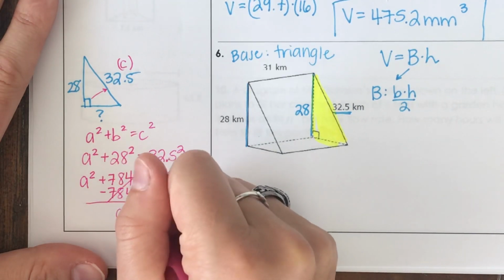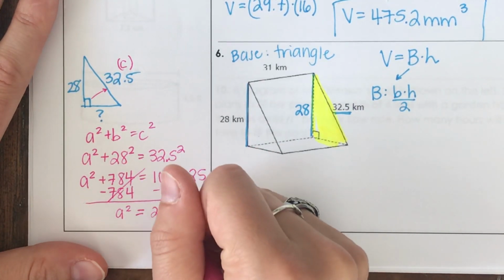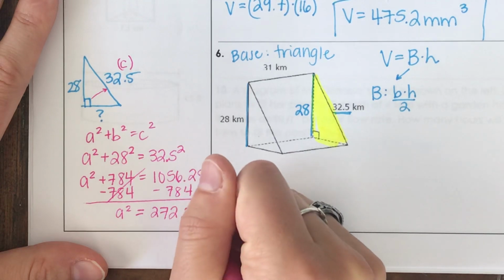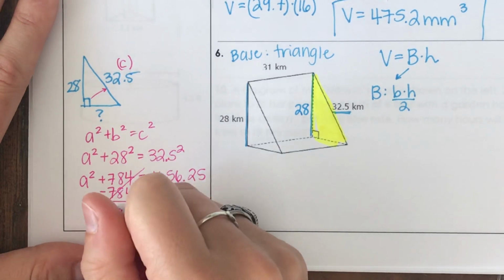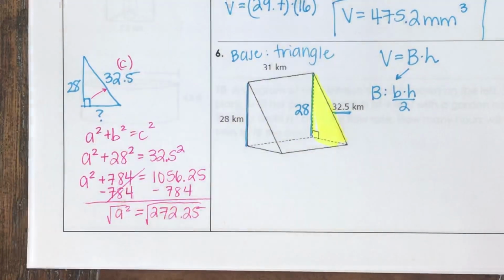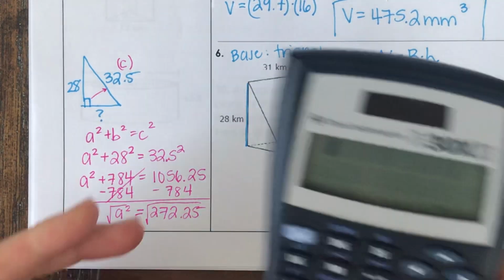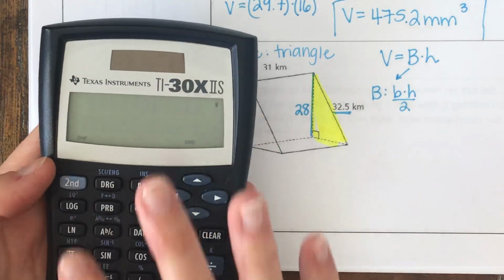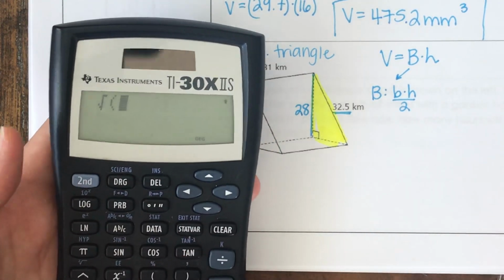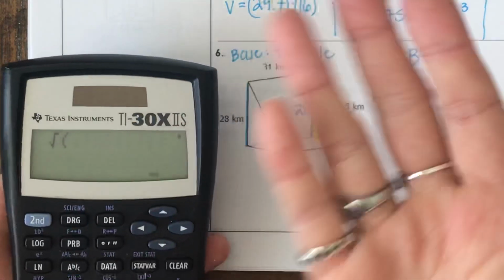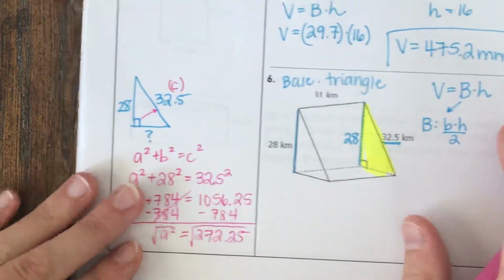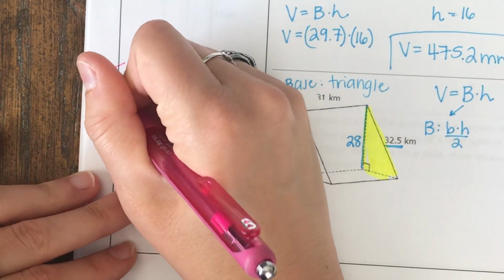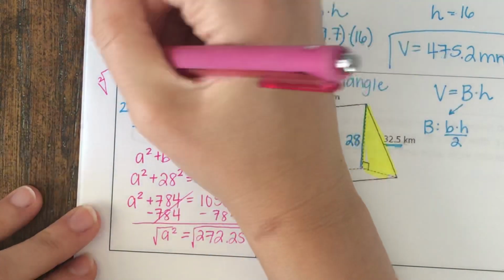I get A squared equals 272.25. Now I want to get A by itself, so I'm going to square root it. It's the opposite of squaring something. Now, if you're using a calculator like this, you're going to push second square root. If you're doing it on your phone, unfortunately I can't show you because I'm videotaping myself with my phone, you want to look for the square root that's got a little 2 inside of it. Okay, so that's if you're using your phone.